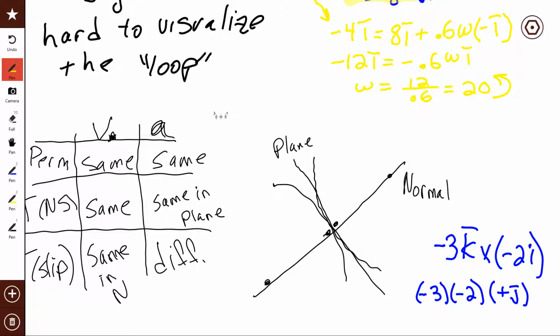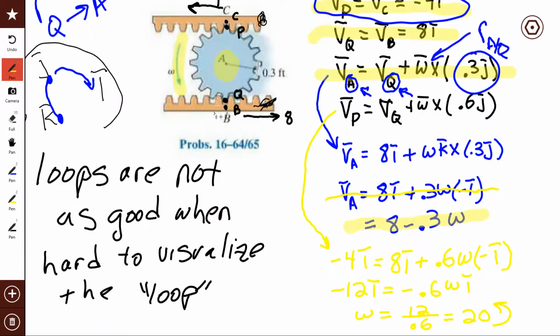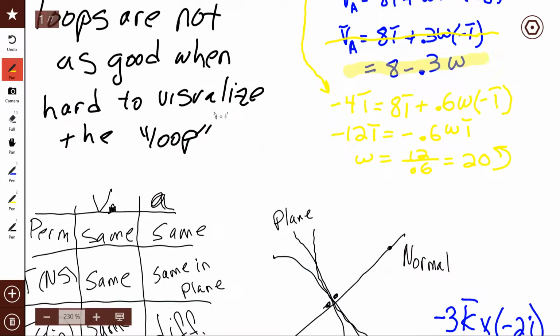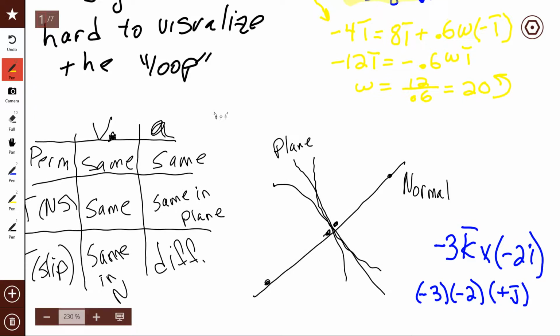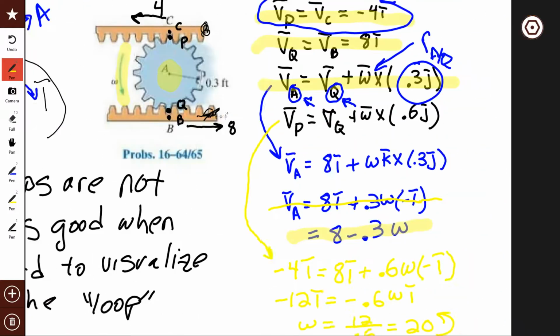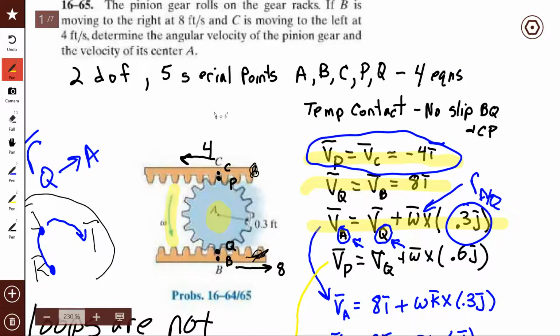So do you still agree? The acceleration of C is, or what is it? Yeah, the acceleration of C is horizontal. What about P? What kind of contact you got? Temporary? No slip? Tell me about the acceleration. Are they the same? Are they? Only in the plane. Oh, crud. Ooh. Then what changes here?